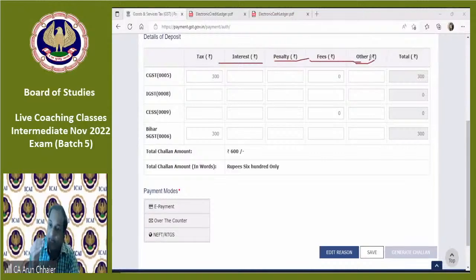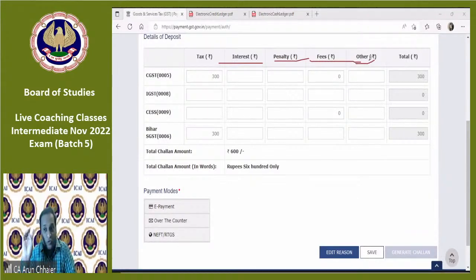And we have discussed that this input tax credit, you have to add in the GSTR 3B. That input tax credit you are adding in 3B. So when you are adding in 3B, this amount will be deposited in the electronic credit ledger.